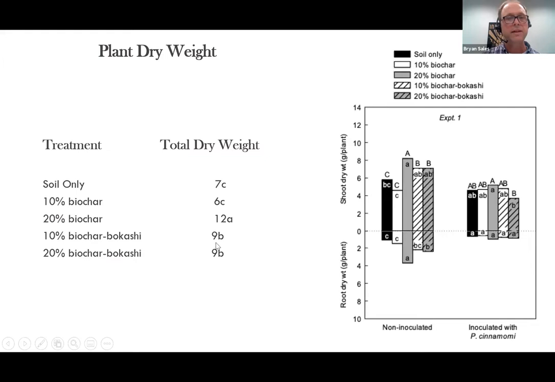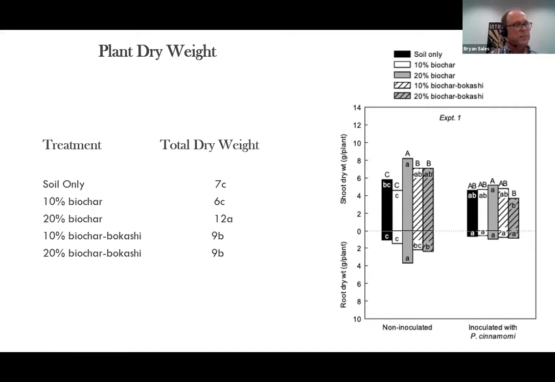It was followed by the 10% biochar and Bokashi, which was significantly greater than the soil only, and the 10% biochar actually reduced it just a little bit, but not different than the actual soil only treatment. But again, we really didn't see an advantage in using the lower incorporation rate here.